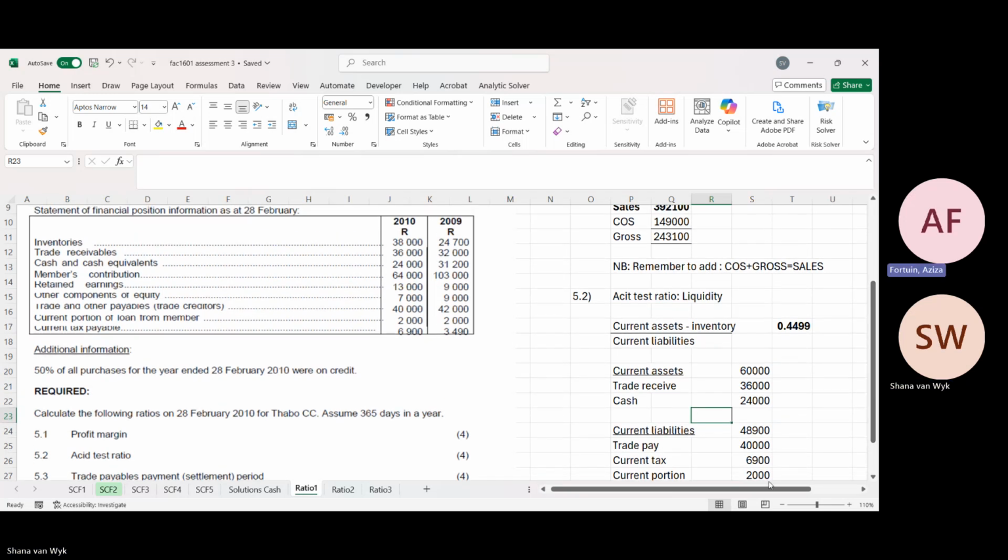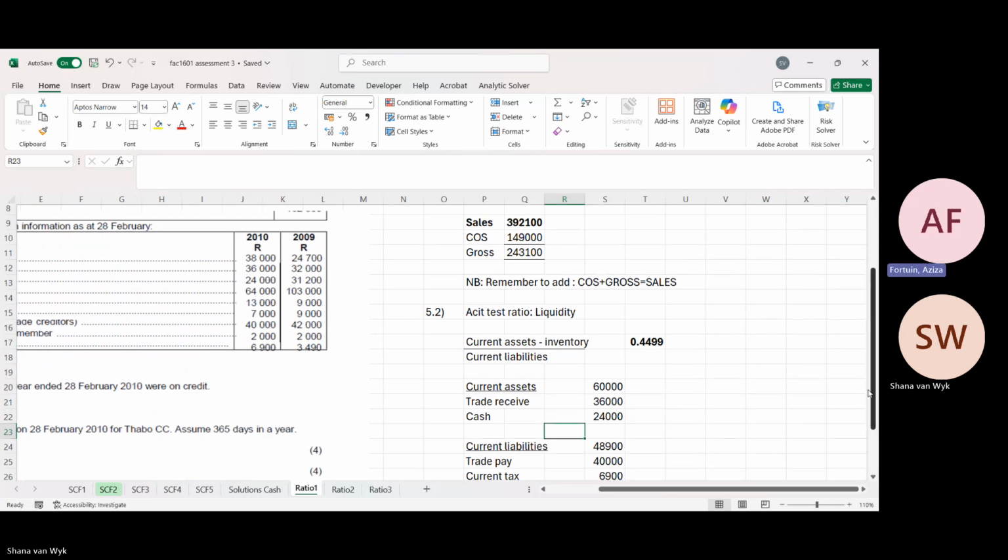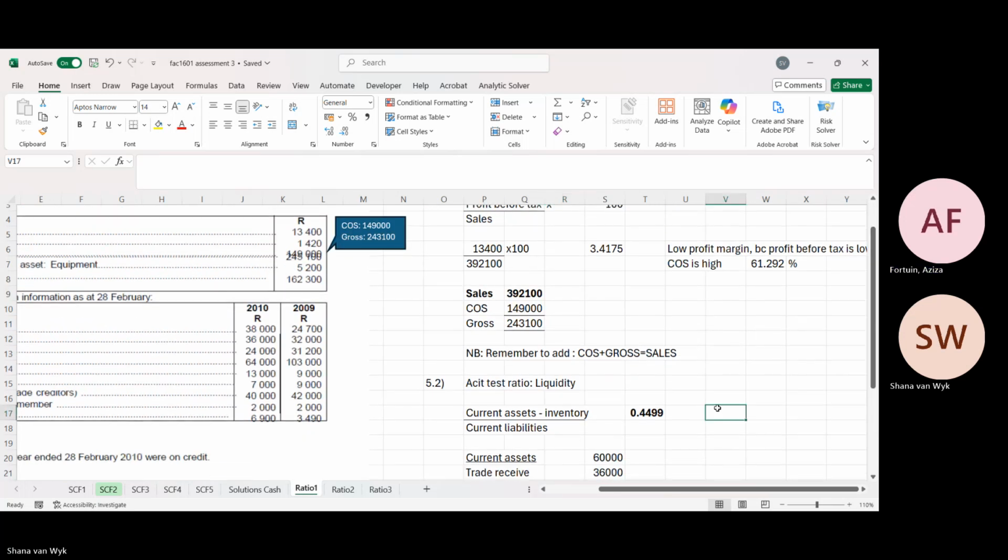Okay, so you first start off, you can write at the bottom: the benchmark is 1. So it's under 1, so it's not a good ratio. The company will not be able to meet its short-term obligations because it will likely run into liquidity problems, like the cash won't be enough to cover all the liabilities. Implications.